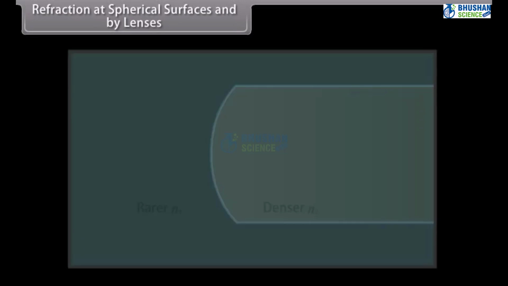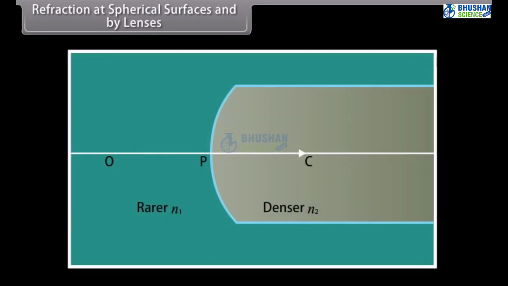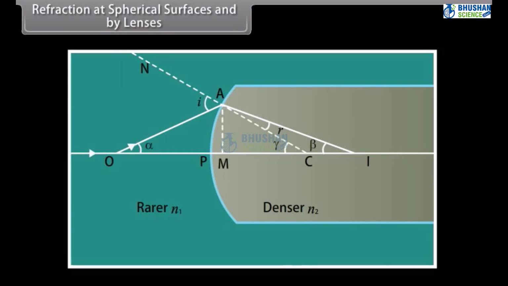Refraction at spherical surfaces and by lenses. Refraction at a spherical surface. The figure given shows a convex refracting surface separating two media. Let P be the pole and C the center of curvature of the refracting surface. Let n1 and n2 be the refractive indices of rarer and denser media respectively. Let O be a luminous point object on the principal axis of the convex refracting surface.